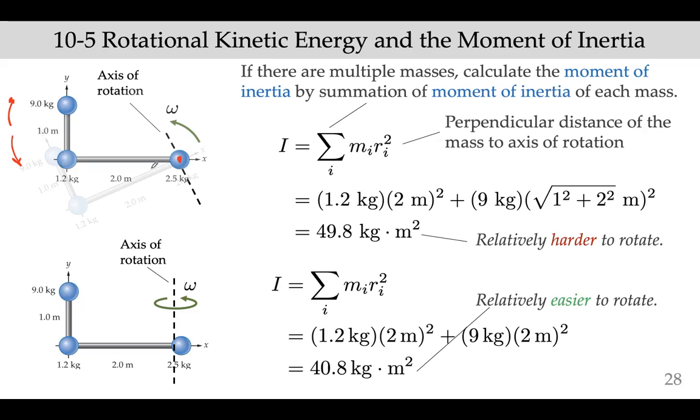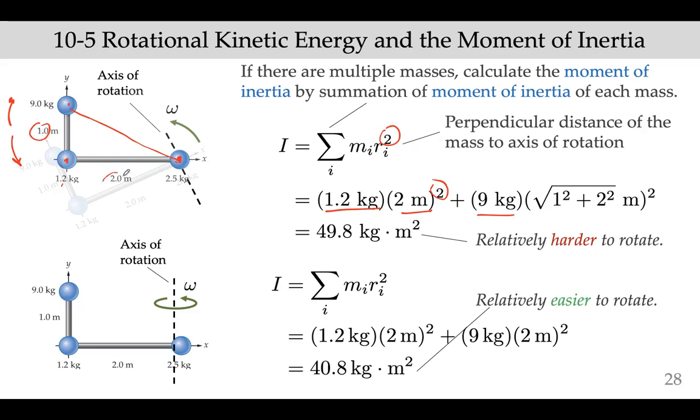Okay, so let's start with this mass. The mass is 1.2, and we write the distance to the axis of rotation. It's 2. Of course, you have to take the square because of the formula. Now for this mass, 2.5, I'm not really writing it because the distance from the mass to the axis of rotation is 0, because it's already here. Now for the third one, 9 kilogram. The distance from the mass to the axis of rotation is this distance.